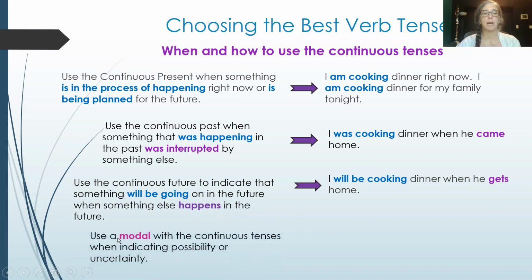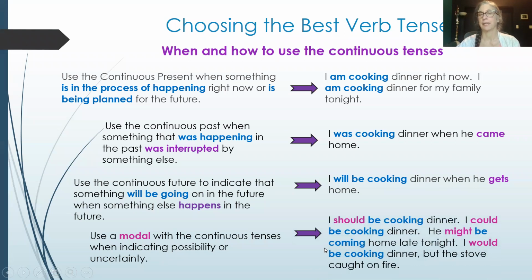And we're going to use a modal with the continuous tenses when indicating possibility or uncertainty. I should be cooking dinner. Well, here I am, right? I could be cooking dinner, but I decided to go shopping. He might be coming home late tonight. I would be cooking dinner, but the stove caught on fire.